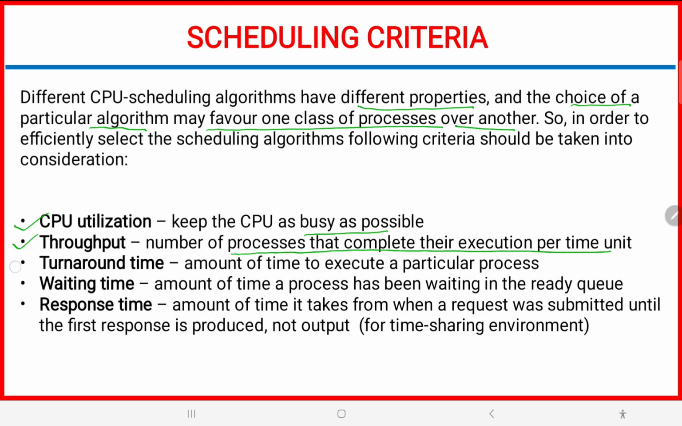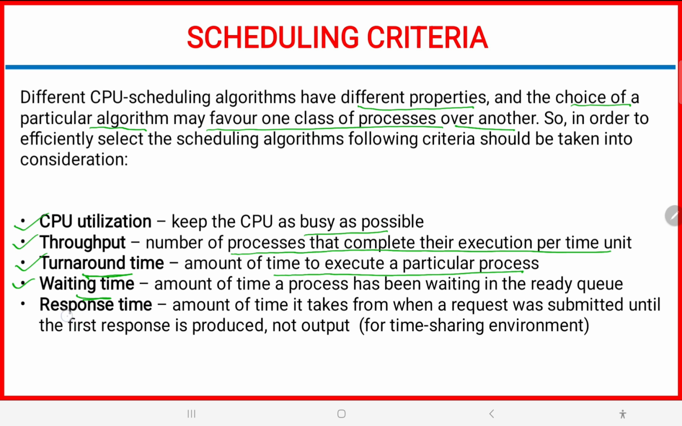Then the next criteria is turnaround time. It basically refers to the amount of time to execute a particular process. Within what span of time a particular process has completed its execution, that is referred to as turnaround time. The time which the process spends in the ready queue is referred to as waiting time. So we want that the waiting time for a process should be minimal. Similarly, we also want that the turnaround time for a process should also be minimal.